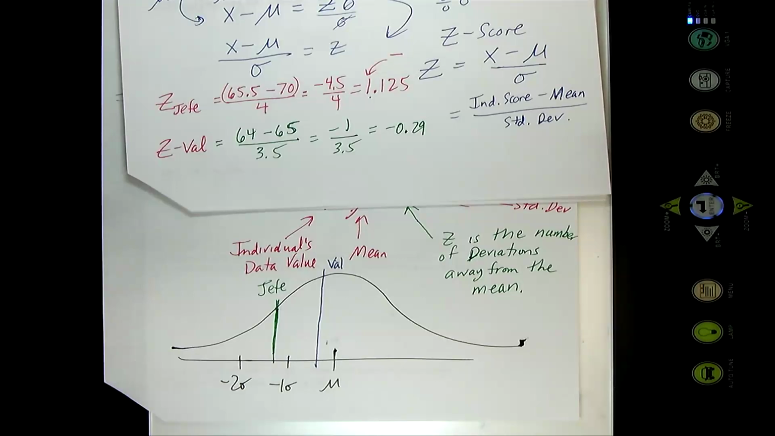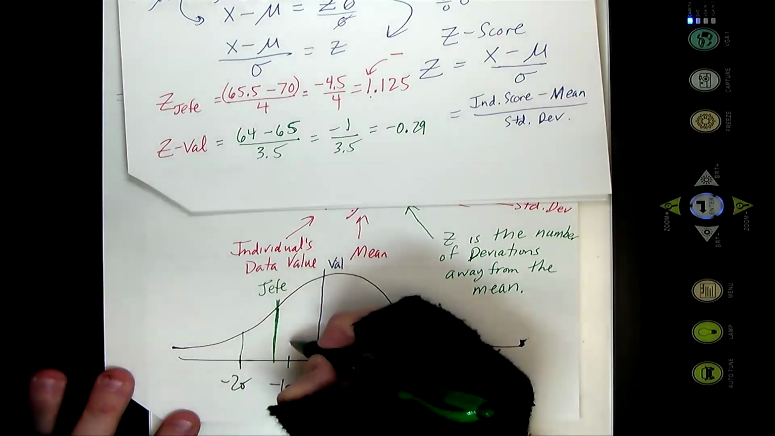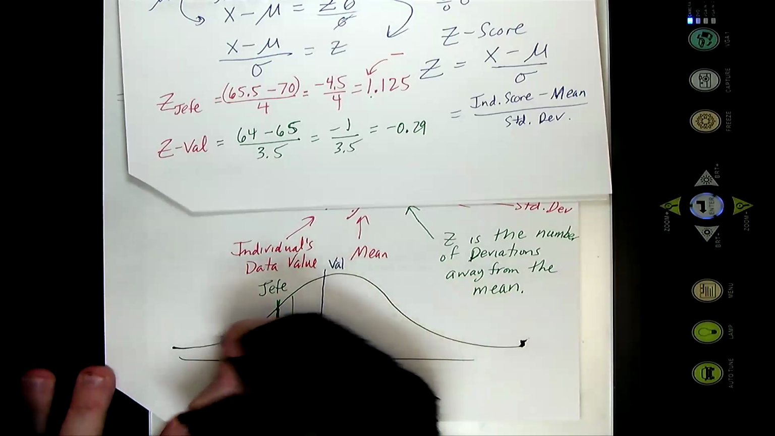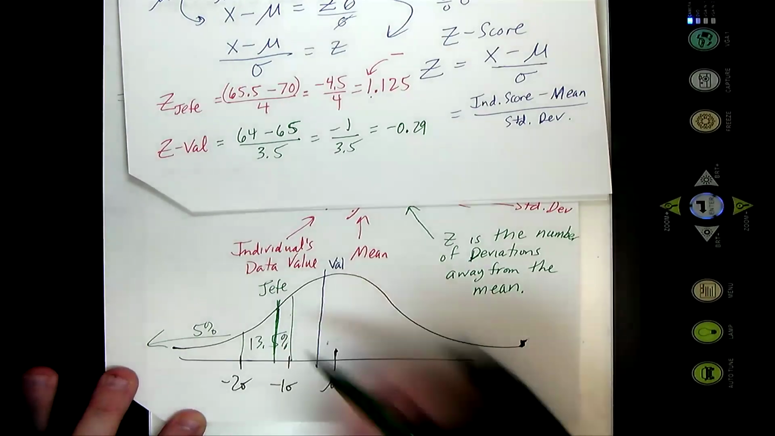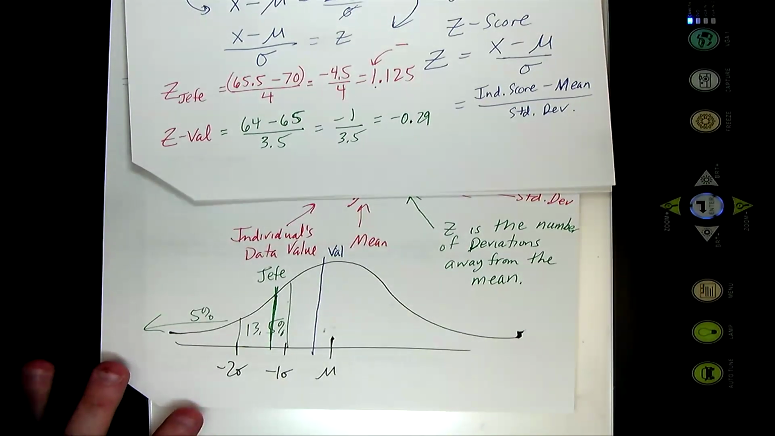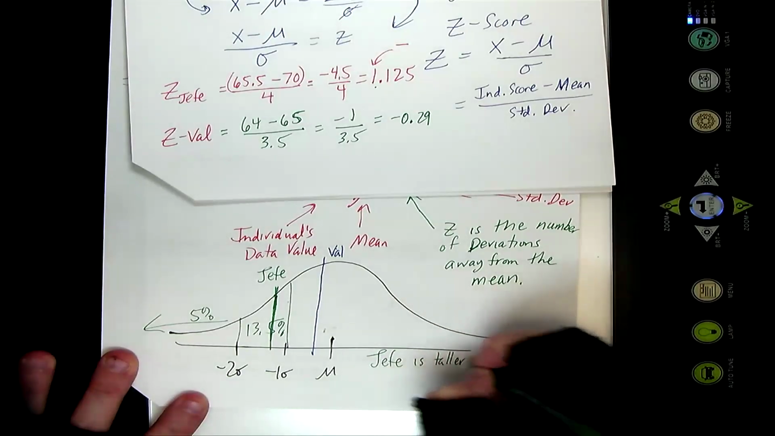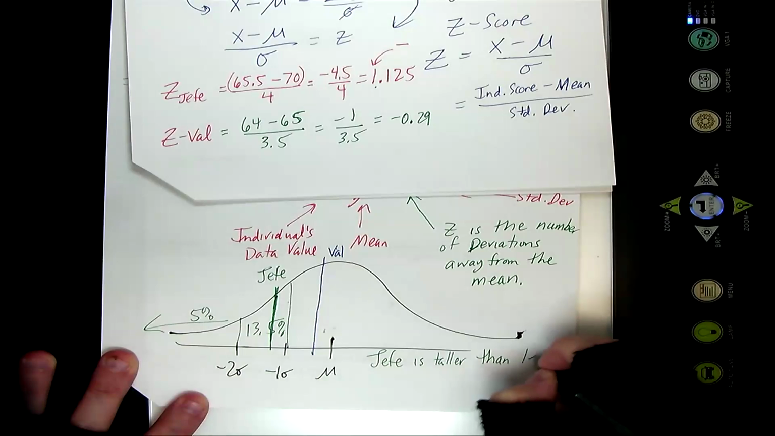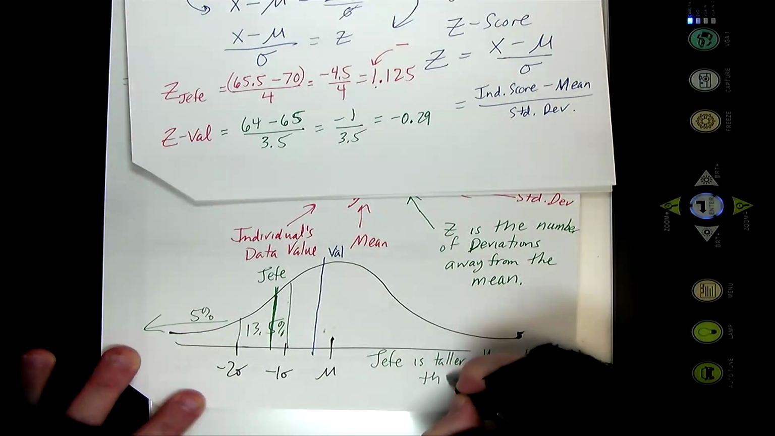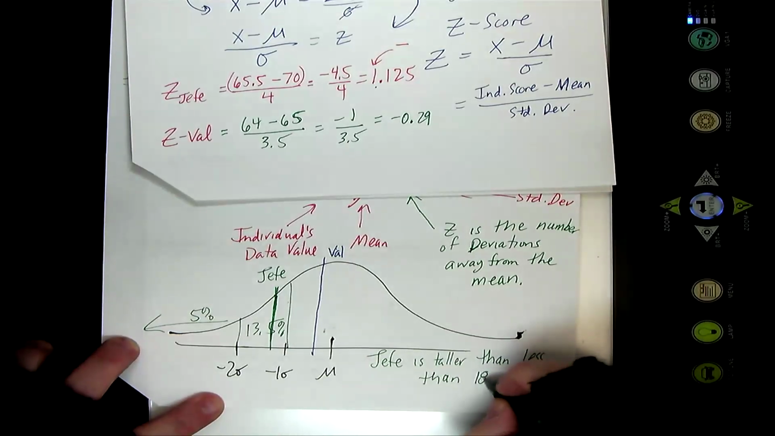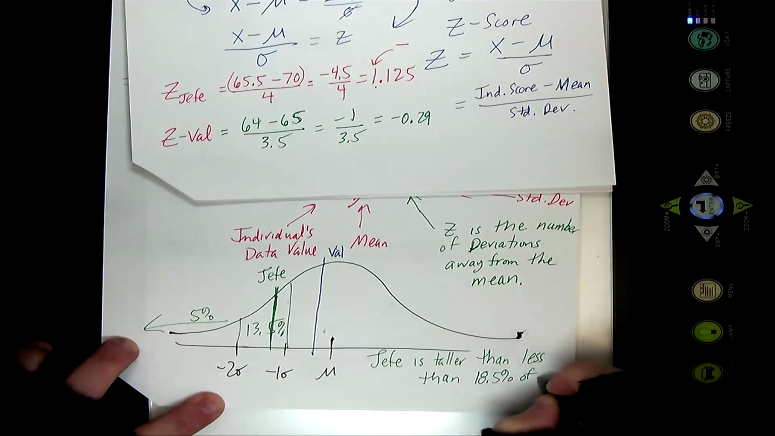To put this into some perspective, remember we said this region here was like 13.5. And to the left of 2 was 5%. Which means Hefe is taller than, if I add those two up, 13.5 plus 5, than 18.5% of men.